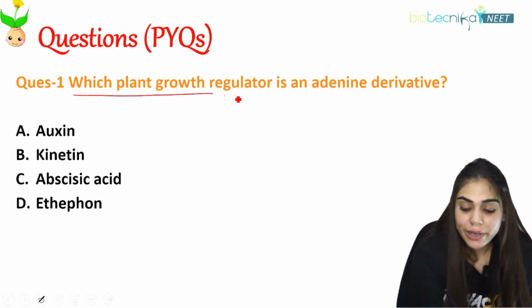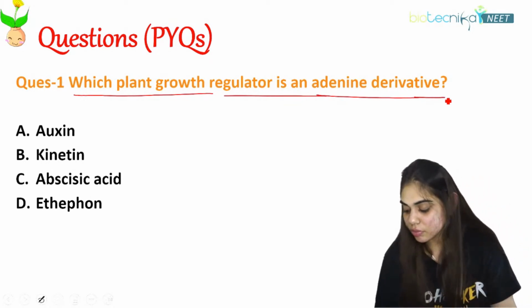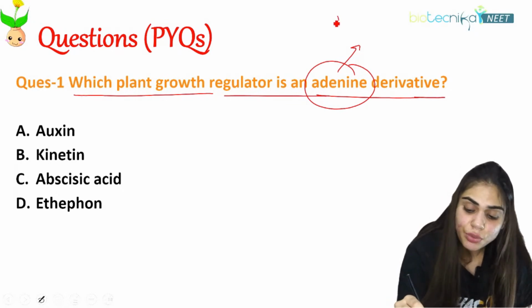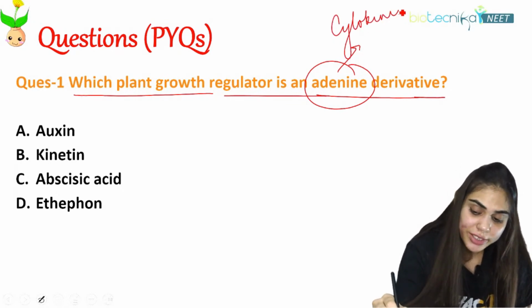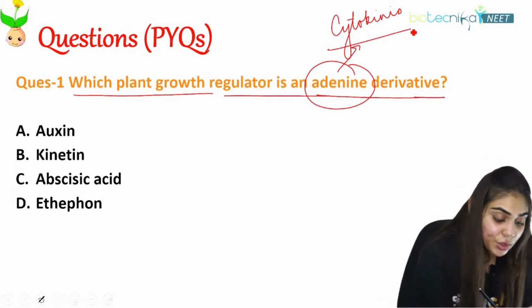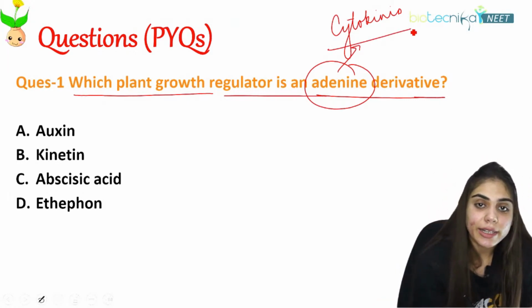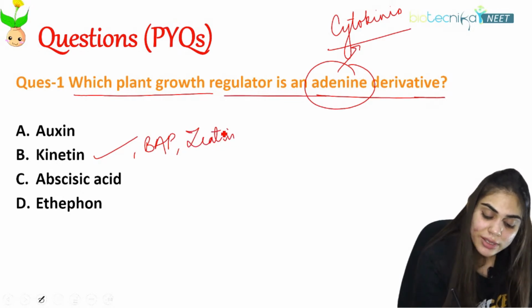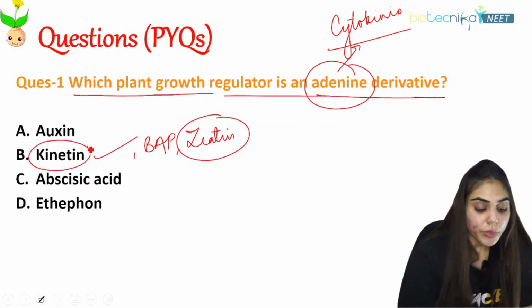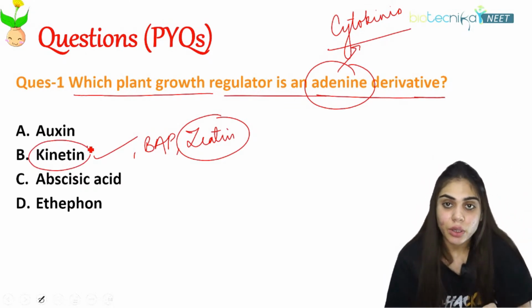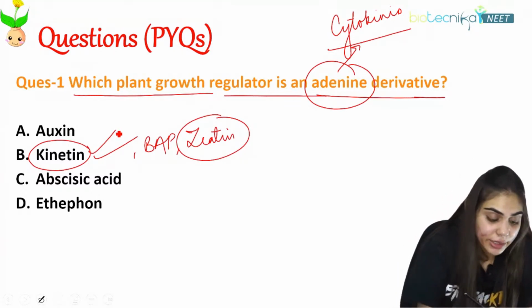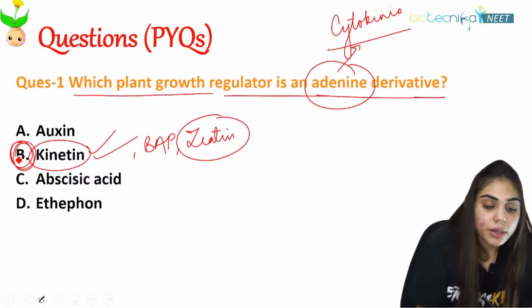Which plant growth regulator is an adenine derivative? So we all know that purine adenine is a precursor for cytokinin. So what is the answer for this question? It is cytokinin. And the examples of cytokinin are kinetin, BAP, 6-benzyl aminopurine, as well as zeatin. Out of which one cytokinin is given, that is kinetin. So here cytokinin is not given directly, but an example for this is given, that is kinetin. So the correct answer for this question is option B.